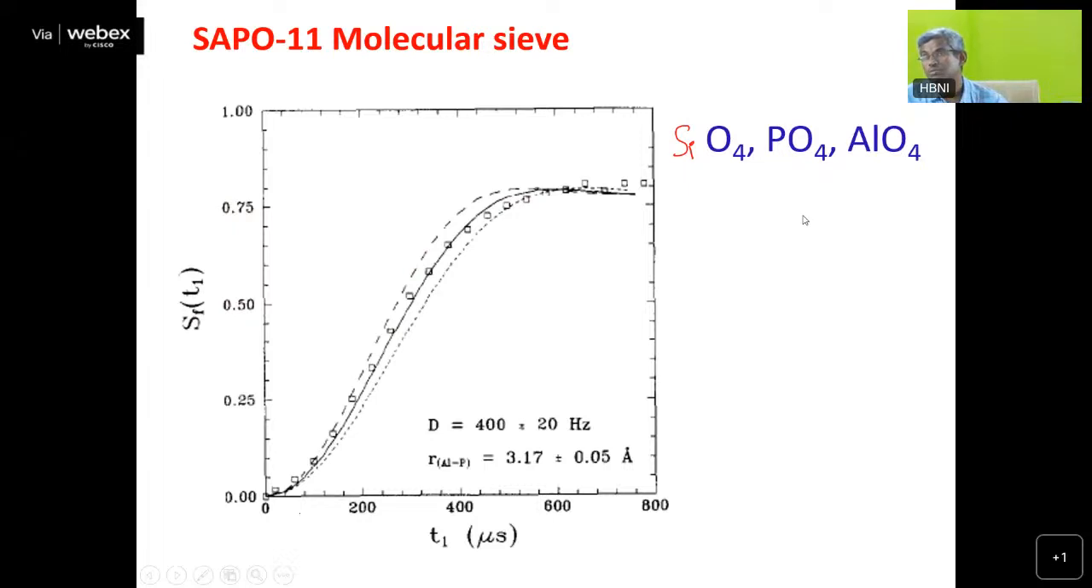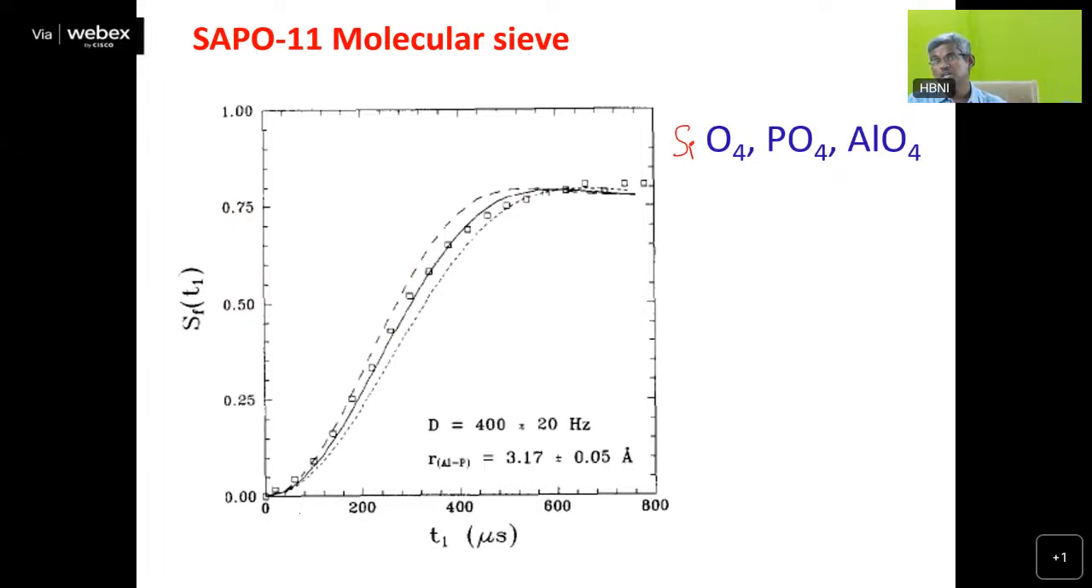Here we can do two types of SEDOR experiment. One is aluminium you can apply as the echo and phosphorus you can apply as the dephasing. Alternatively, aluminium you can keep as the echo and silicon channel you can use for dephasing. Or you can use the silicon channel as the echo observation for monitoring the echo and the phosphorus channel for applying the decoupling or dephasing. So this type of variation can be done. Accordingly, you get the distance between silicon and phosphorus, or aluminium and phosphorus, etc.